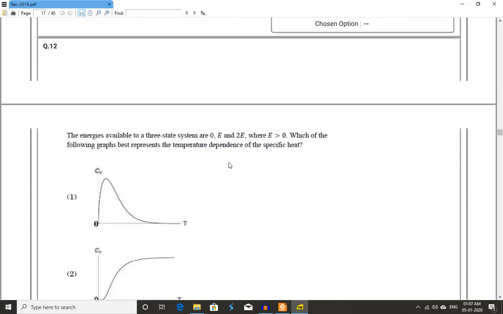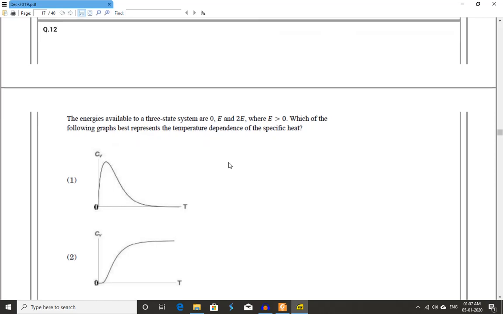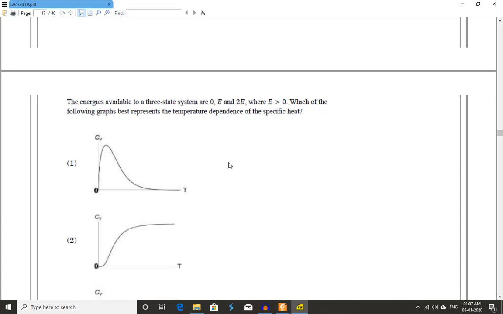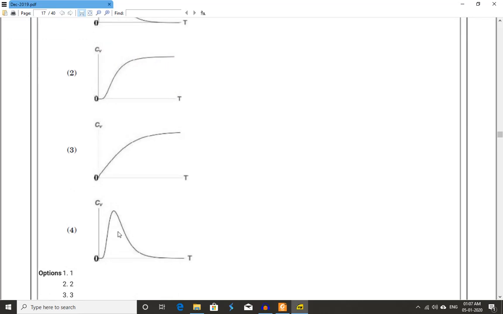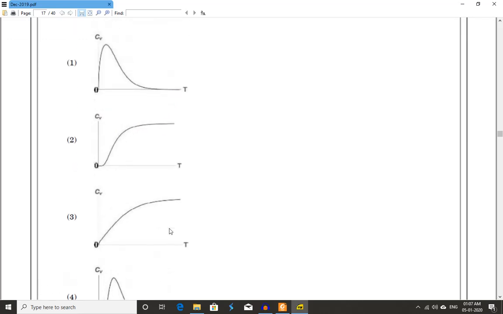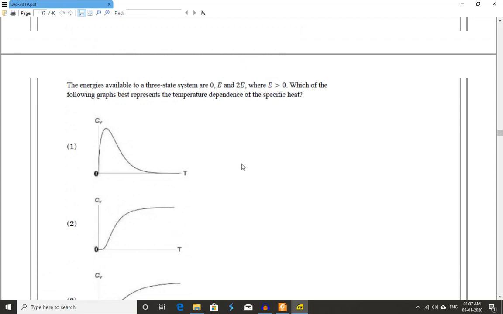Here you have a 3-state system. You need to get the specific heat. The direct way is to calculate the partition function, calculate the energy, then calculate the specific heat and see which option it matches. For a 2-state system, the entropy looks like this and the specific heat looks like this. What will it be for a 3-state system? I have not evaluated it explicitly, but you can do it. You have a 3-state system, calculate the partition function, then calculate the specific heat.